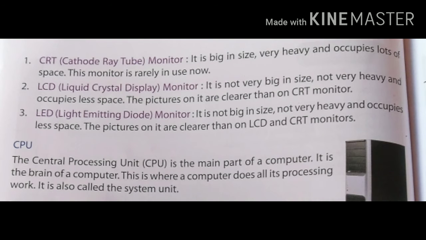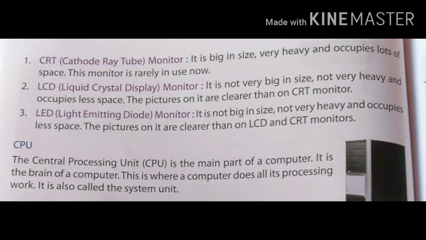First one, CRT. CRT means cathode ray tube. It is big in size, very heavy, and occupies lots of space. This monitor is rarely in use now. Second one, LCD. LCD means liquid crystal display. It is not very big in size, not very heavy, and occupies less space. The pictures on it are clearer than on a CRT monitor.